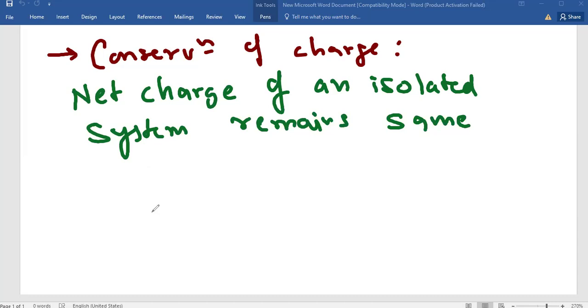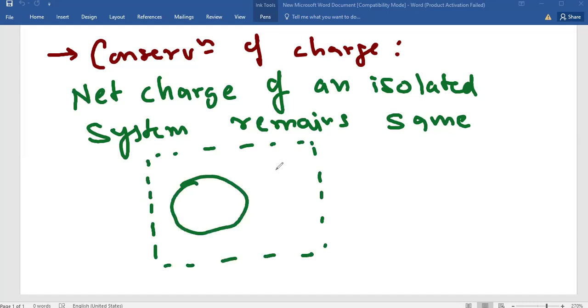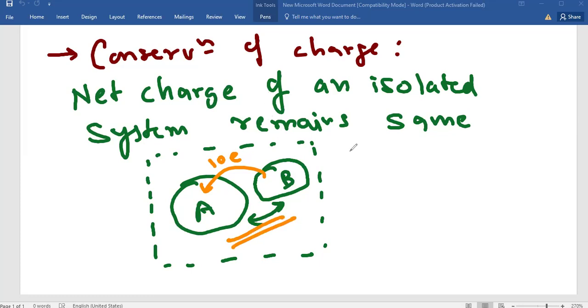For example, let us make one hypothetical boundary like this, and we have two objects, let's say A and B. Now you are rubbing them together. Maybe some electrons, let's say 10 electrons, move from B to A, fine. But within this boundary, the total number of electrons remains the same. So net charge remains the same.